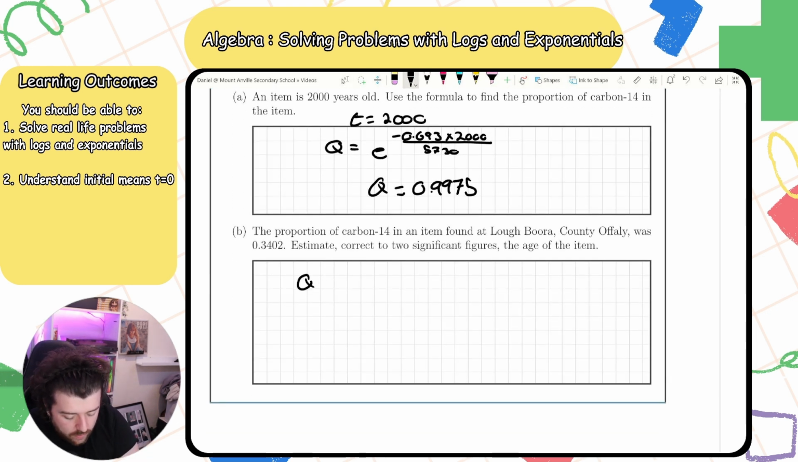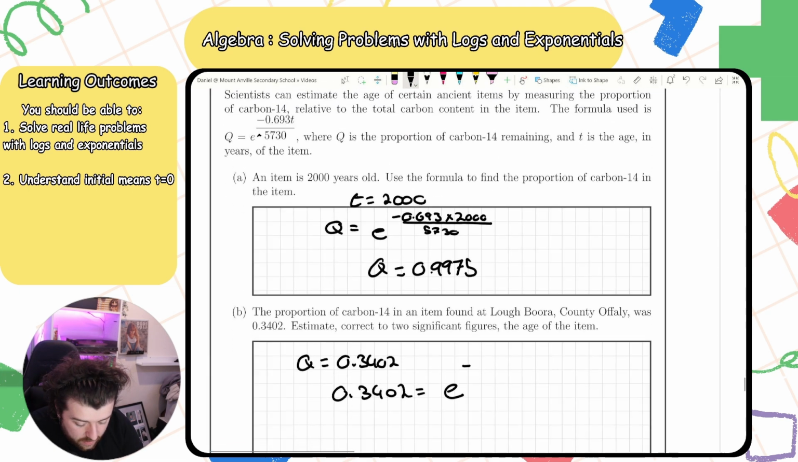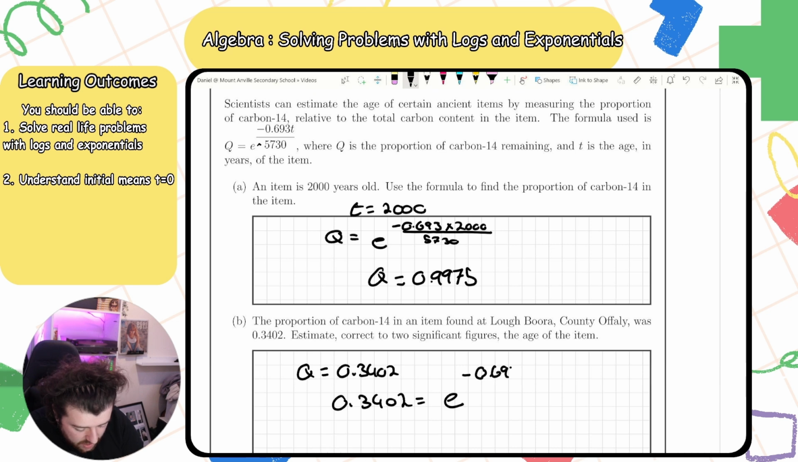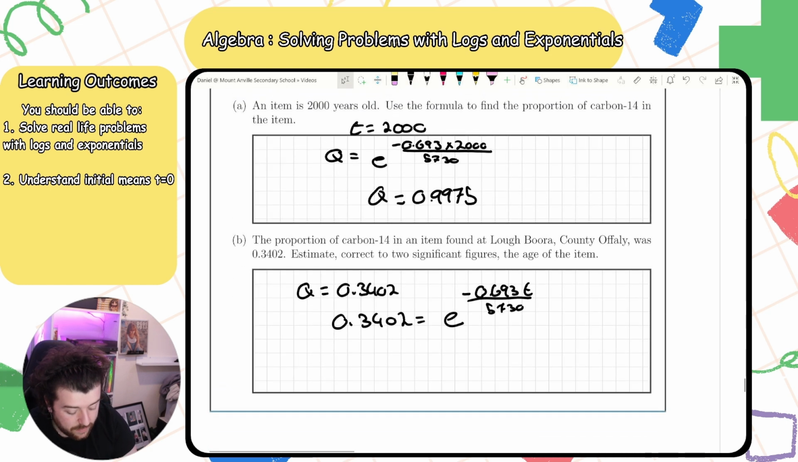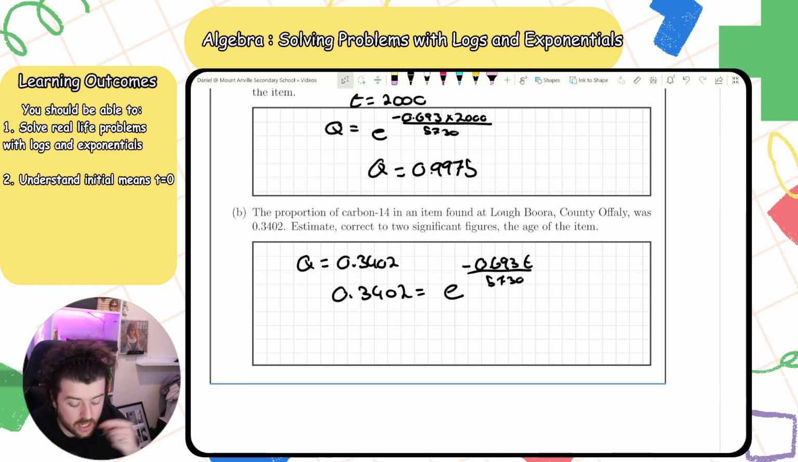Well, Q is going to equal 0.3402. Right, so 0.3402 is equal to e to the power of minus 0.693t all over 5,730. Take the log of both sides, or you can just convert to index form. It doesn't matter. Now, I'm just going to take a log of both sides.